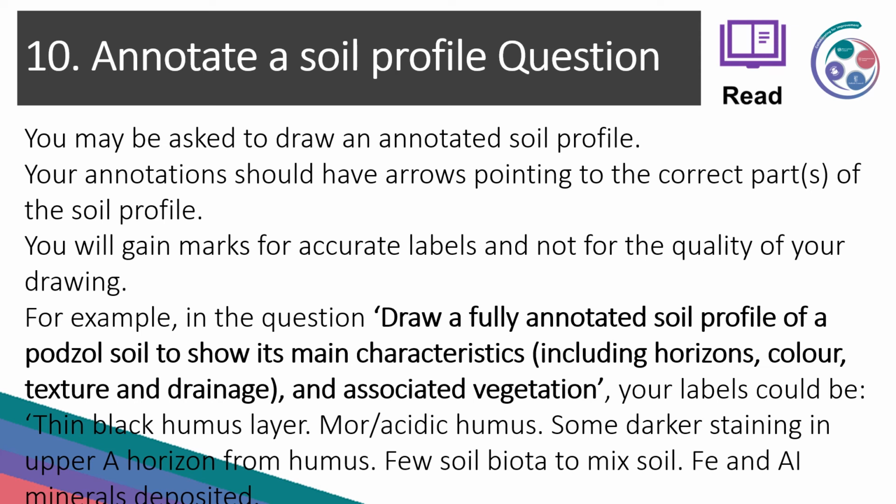So in the question, which we'll look at in a minute, you could draw an annotated soil profile of a podzol, show its main characteristics, including horizons, colour, texture and drainage, and associated vegetation.